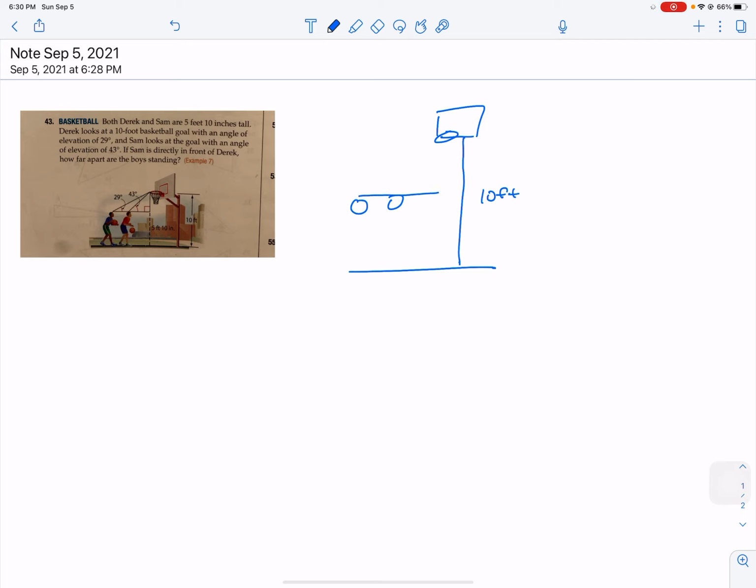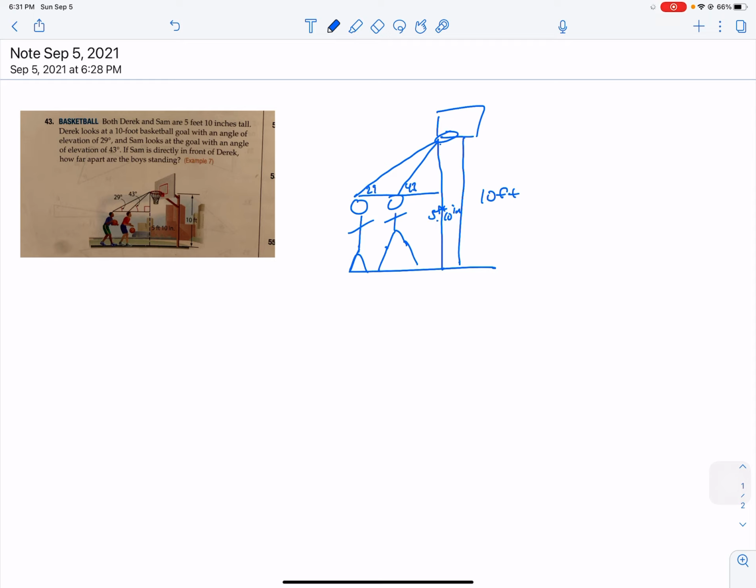Let's draw that to the rim. One triangle and two triangles. And they said the heights of each of these basketball players are 5 feet and 10 inches. So this has told us the angles are 43 and 29. Whenever we see triangle problems, we want to isolate the triangles and see if we can find anything about the sides or the angles. I see that I have two angles here, but I have no sides.